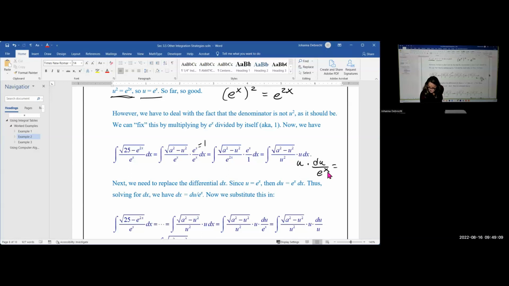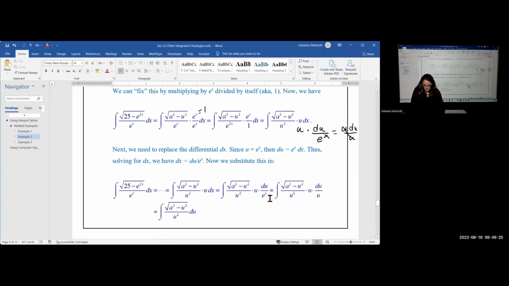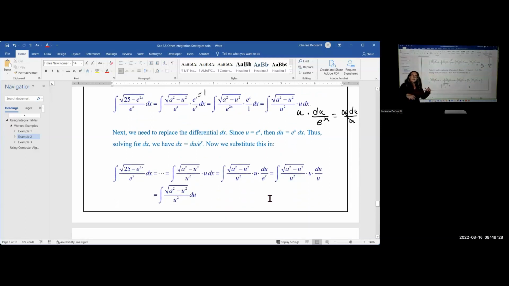But e to the x is u. So I have u du over u, and the u's cancel, so I get du. Now I have exactly what I was trying to find. I have exactly the pattern that is on the left. So notice how the differential combined with the factors outside the radical fixed the problem of the original denominator not being u squared, but being u. And so I end up with this pattern that I see right here, which means I'm ready to go ahead and apply the pattern on the right side of the formula to get the answer.